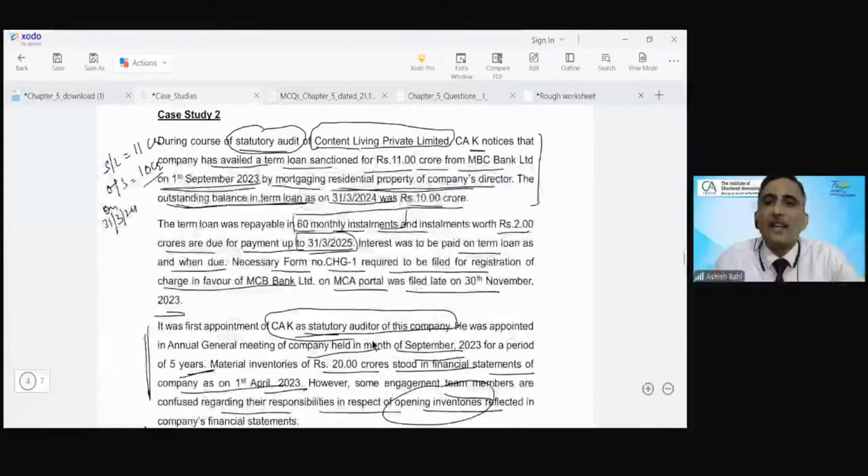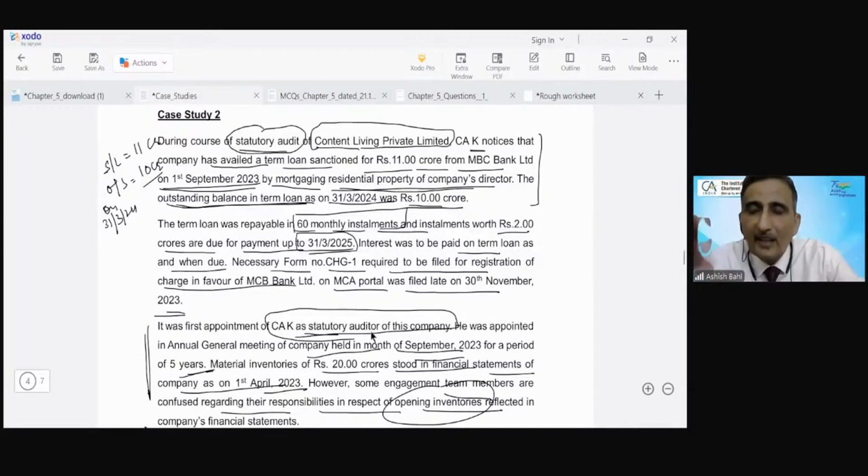So once again, go through these 3-4 paras, guys, of the case study. We are taking a pause of few seconds and thereafter we will come to the questions. So during this pause time, go through once again these relevant paras.